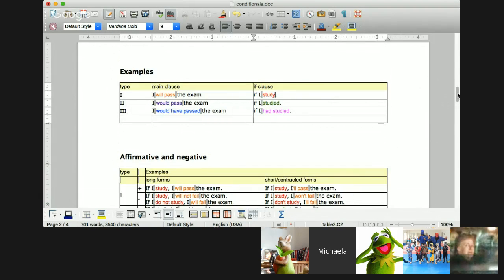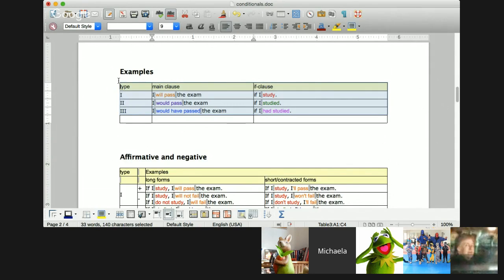Type 1: I will pass the exam. No, that's not the example. This is in table 2, I think, yes? No, these examples, the ones that you started reading, this right one here. Okay. I will pass the exam if I study.